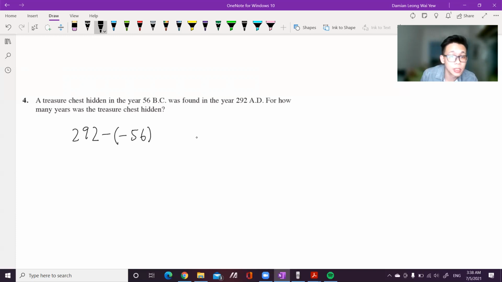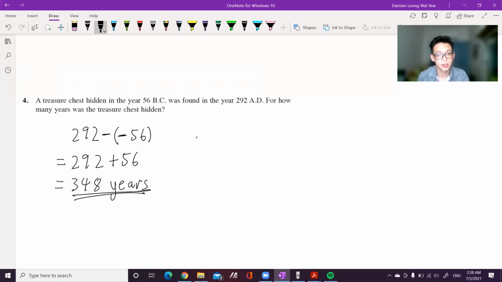So you see, this is what I mean when I say compare, look at the sign, same sign becomes plus. So it's basically 292 plus 56. Then we just add them together. So it will be 348 years. So it takes 348 years. Sorry, yeah, the treasure was hidden for 348 years. Right, that's for question 4 here.